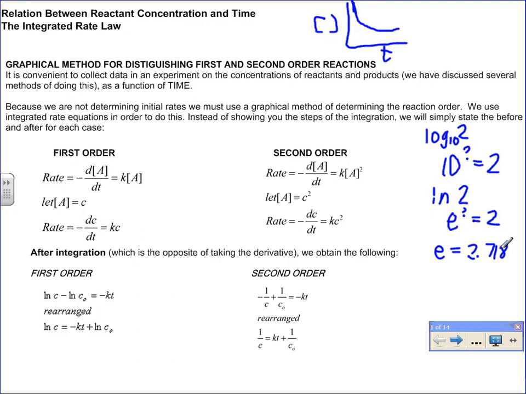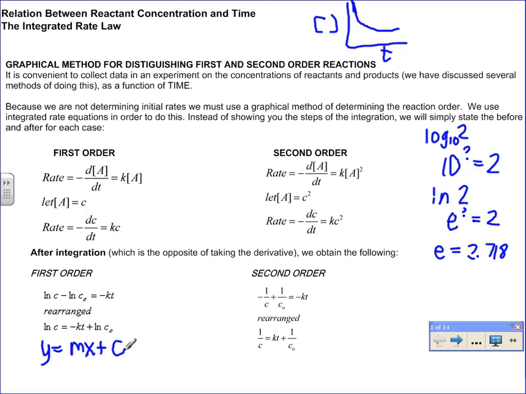That's our little side note about ln. Okay. What we want to do is look at this equation and then look at this rearranged version of the equation. So what I did was I moved the ln c over to the right-hand side. And what we want to do is connect this to the equation of the line y is equal to mx plus c.